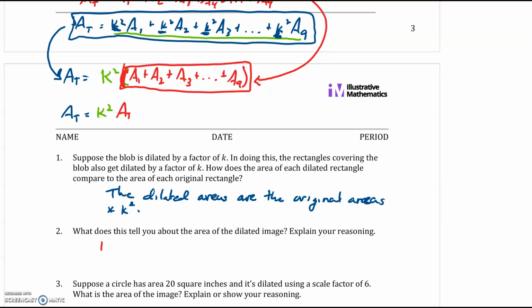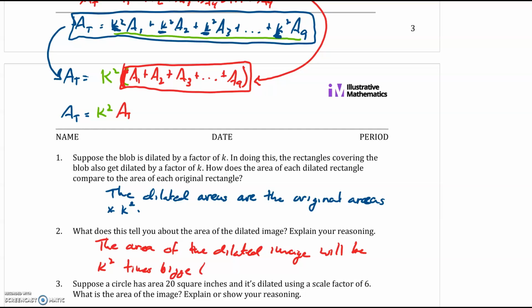Well, the area of the dilated image will be k squared times bigger, or smaller if k is less than 1, than the original. Perfect.